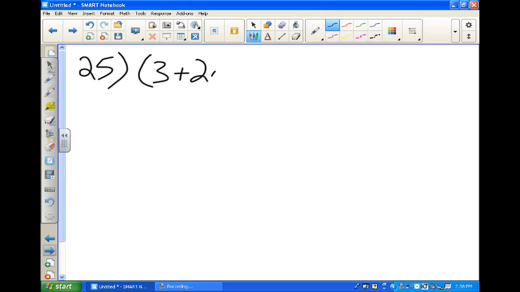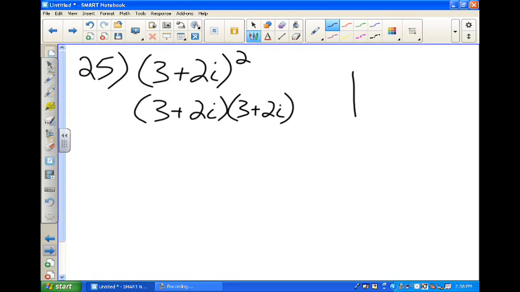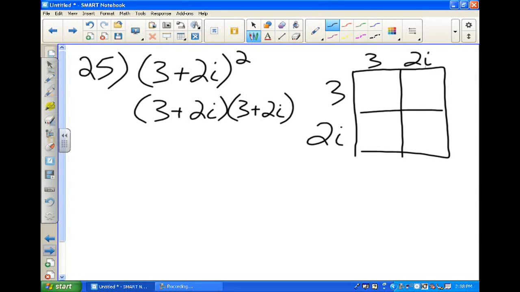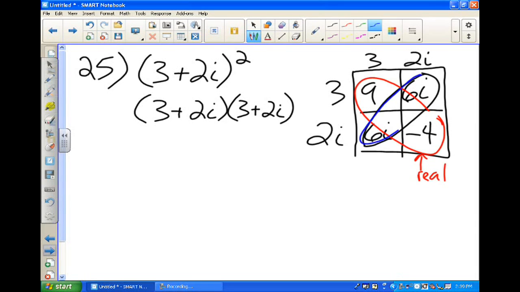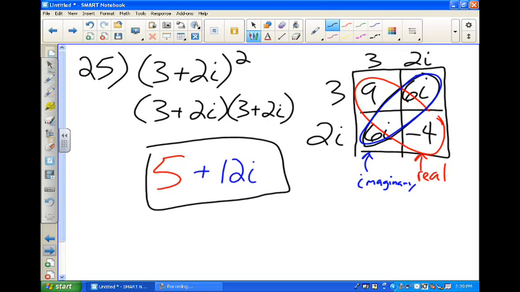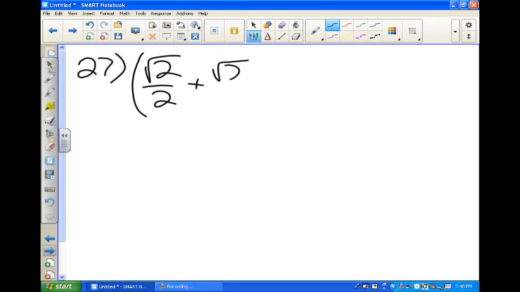For the next problem, problem number 25, we're asked to square a complex number. I like to use the grid method so I don't forget anything. So 3 times 3 is 9, 3 times 2i is 6i, 2i times 3 is 6i. Now this next term we have to be careful with, because 2 times 2 is 4, i squared is negative 1, so we end up with negative 4. Here we combine the real terms and the imaginary terms, and we get 5 plus 12i. Remember that negative 4 is negative because you have the i squared component.